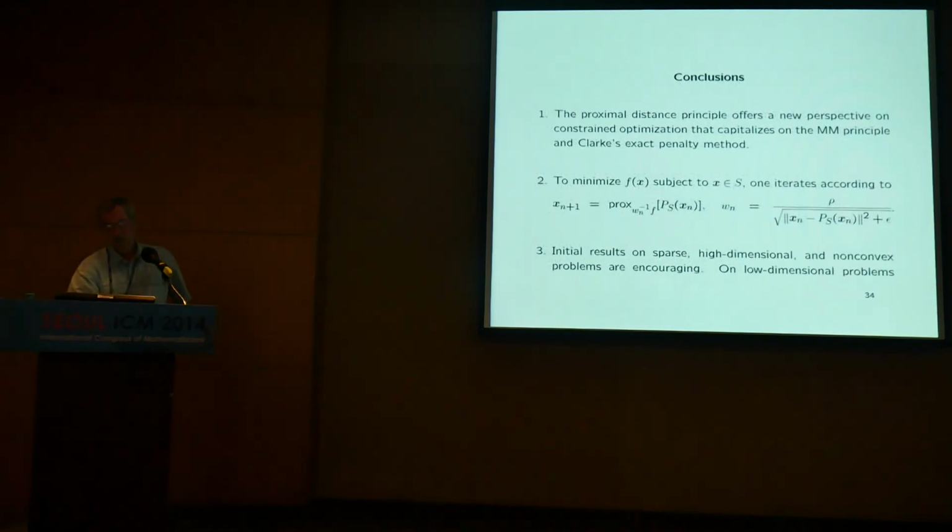Okay, so what are the conclusions from this? The proximal distance principle offers a new perspective on constrained optimization. It capitalizes on this principle and Clark's exact penalty method. And it should scale to fairly large-scale problems. I put on the middle line again what the algorithm is doing. It's just projection and a proximal map.